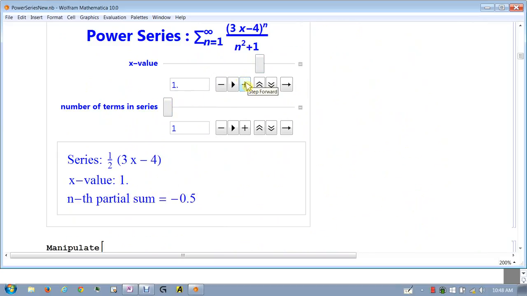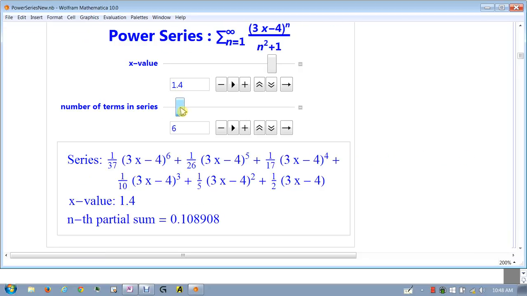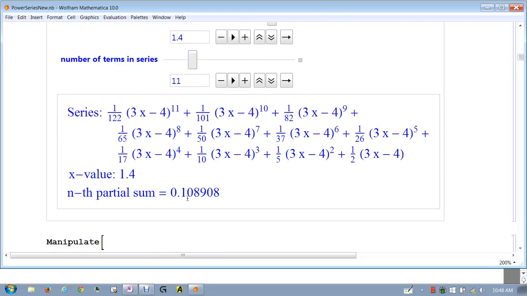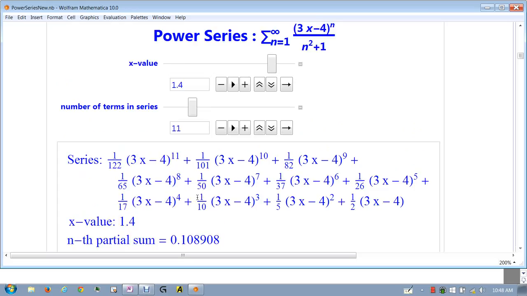And now let me go inside the interval of convergence, 1.4. Oh, look at that. It's already converged to something. I'm already within 6 decimal places of the true sum, right? Okay.